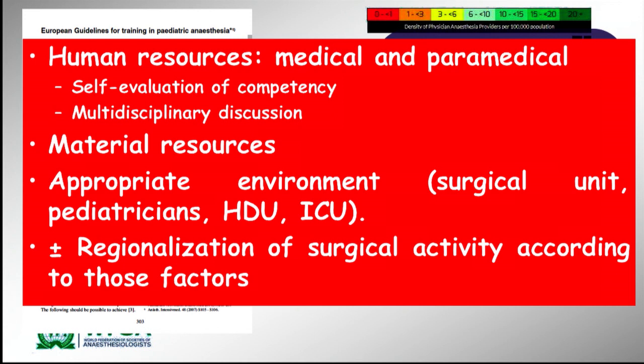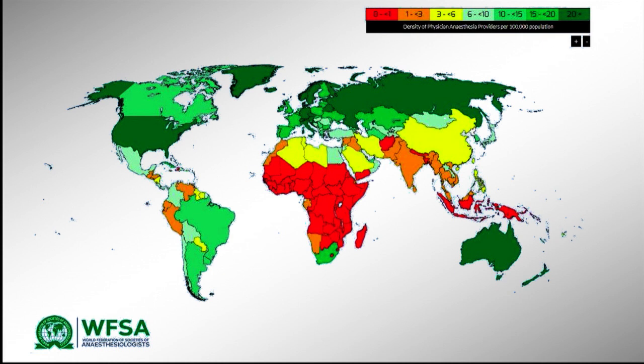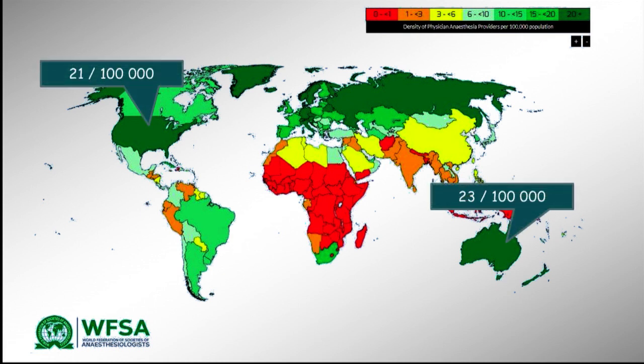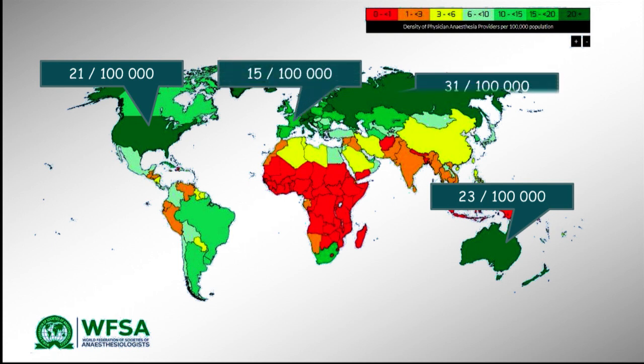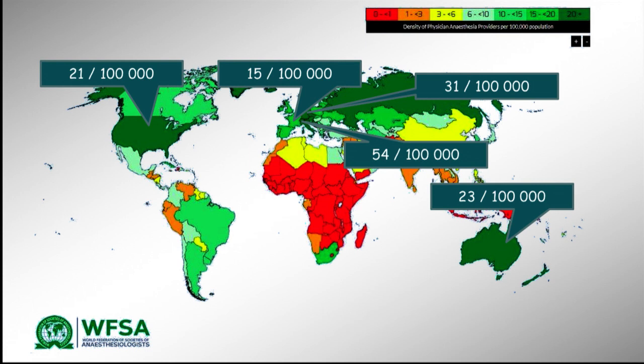However, there is another point to consider, which is the manpower. So when you look at Australia or the United States, there are 21 and 23 anesthesiologists per 100,000 people. But when we look at Europe, things are more heterogeneous, with 15 anesthesiologists per 100,000 people in France, 31 in Germany, and 45 in Switzerland, a rich country, Switzerland.